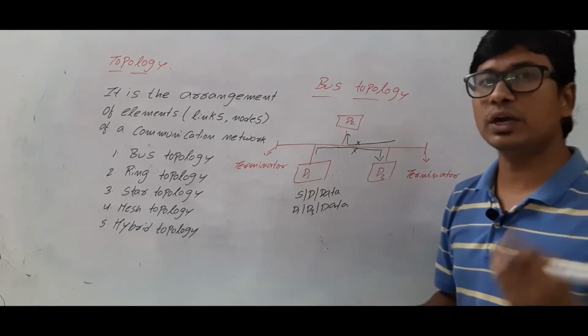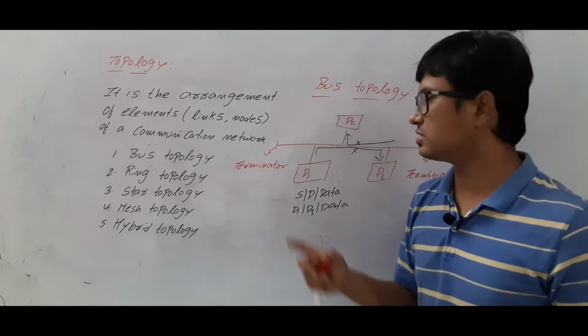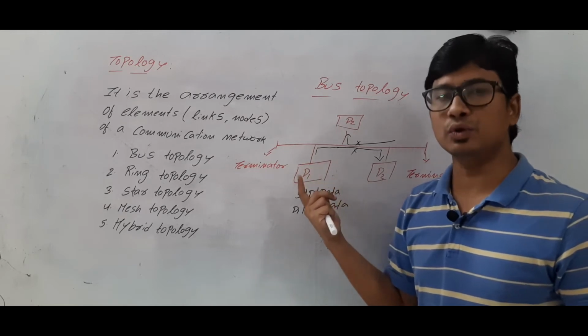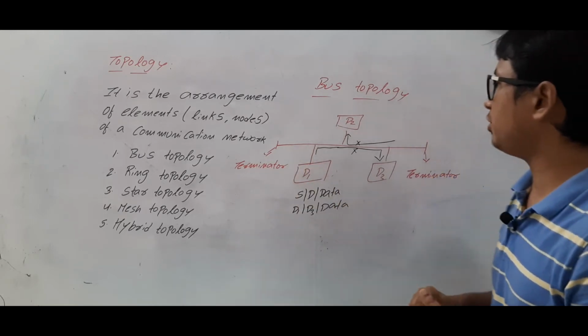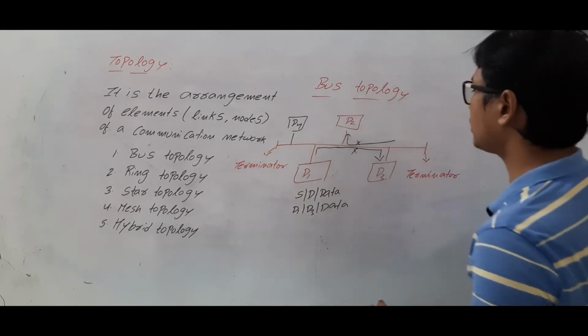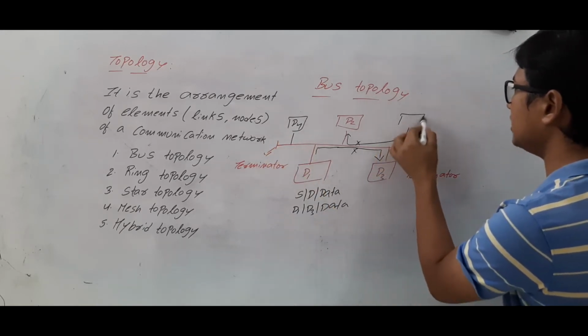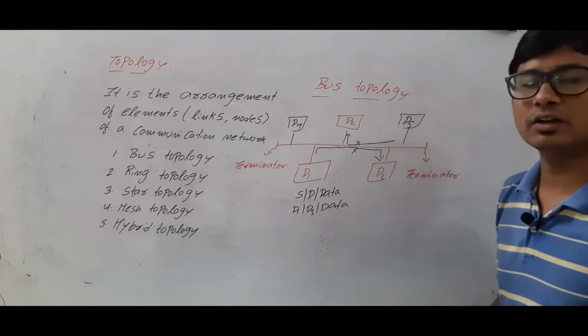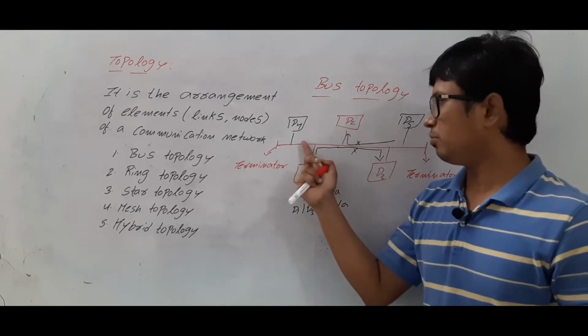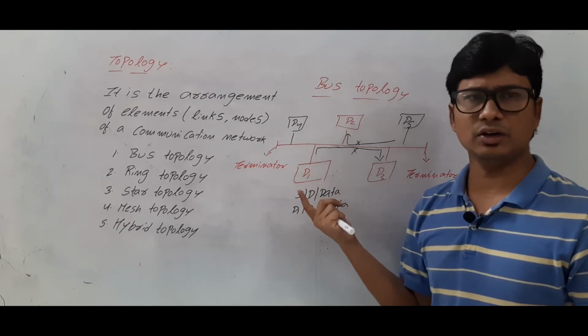And another thing, let me first talk about the advantages. The advantage is that you can easily connect new nodes. Suppose I want to connect device 4, I can connect here. If I want to connect device 5, I can connect here. It is very easy and a cost efficient solution, because the number of buses is small. Are you able to understand?